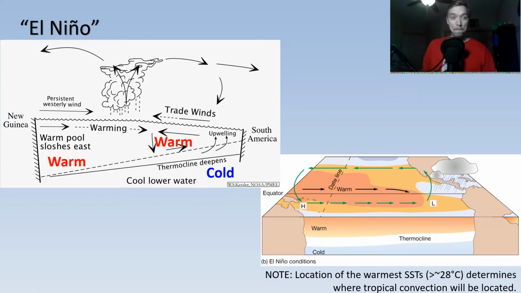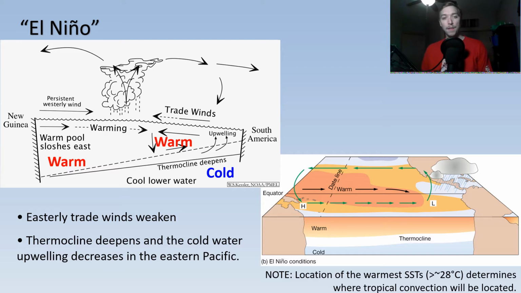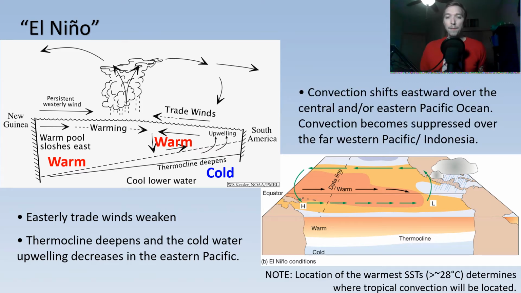In an El Nino, we see a weakening of our easterly trade winds. That thermocline deepens and cold water upwelling decreases in the eastern Pacific. We can see that flattening in that bottom right graph there. And then convection shifts eastward over the central and or eastern Pacific Ocean. Convection becomes suppressed over the far western Pacific and Indonesia.